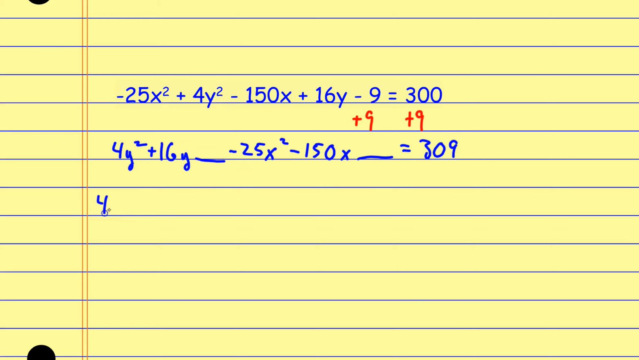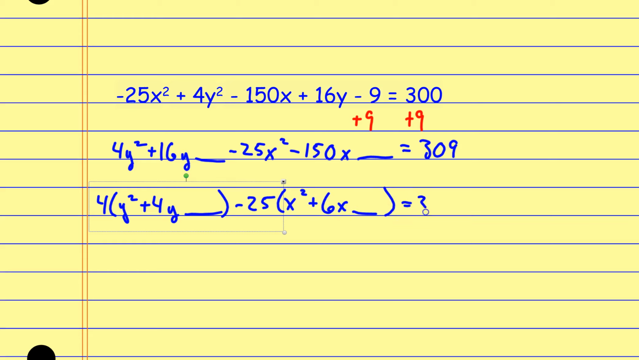And now I have to factor out the 4 and the -25 respectively. And just be aware you're factoring out a -25 this time. So that gives me a plus 6x. And now from here I do the b divided by 2 and square it. That gives me a 4. Here that gives me a 9. But that's not just a 4, it's a 4 times 4, which is a 16. That's not just a 9, it's a 9 times a -25, so that's a -225.